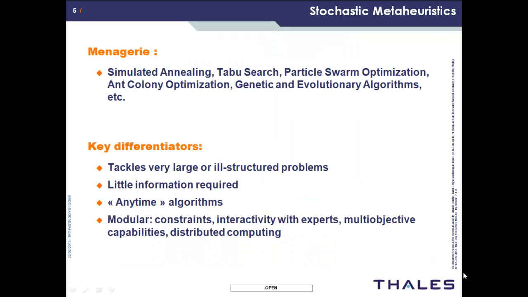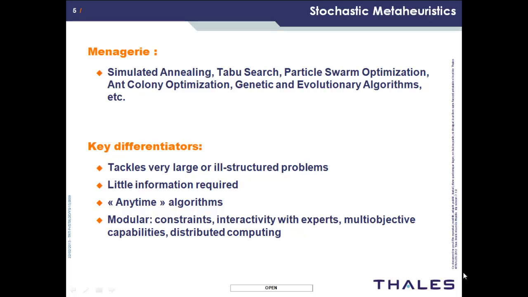My team is more specialized in stochastic metaheuristics, which are often inspired from nature and biological processes. Again, the most famous names are simulated annealing, taboo search, and ant colony optimization, or what I'm going to talk about today, genetic and evolutionary algorithms.